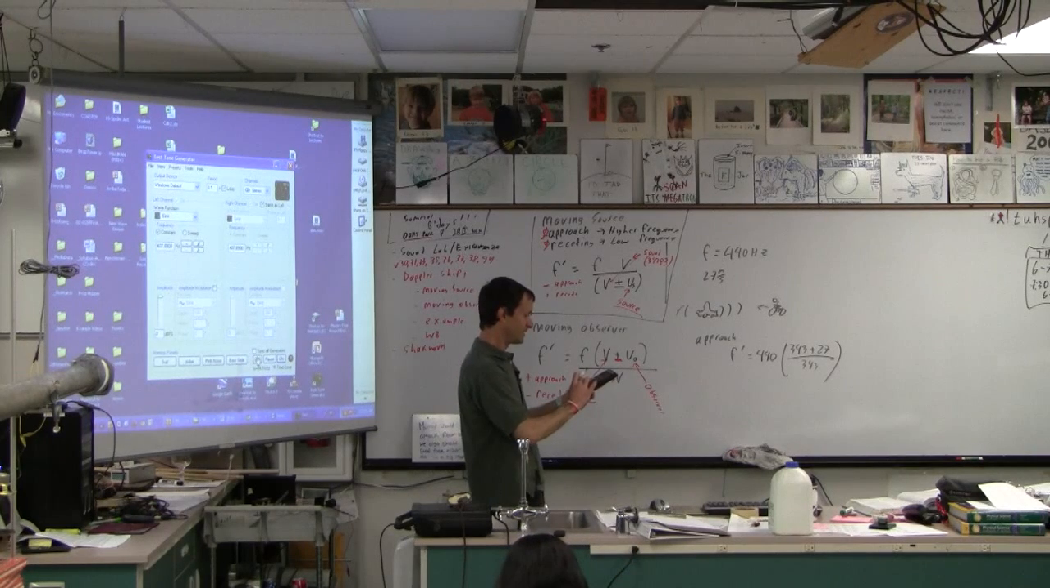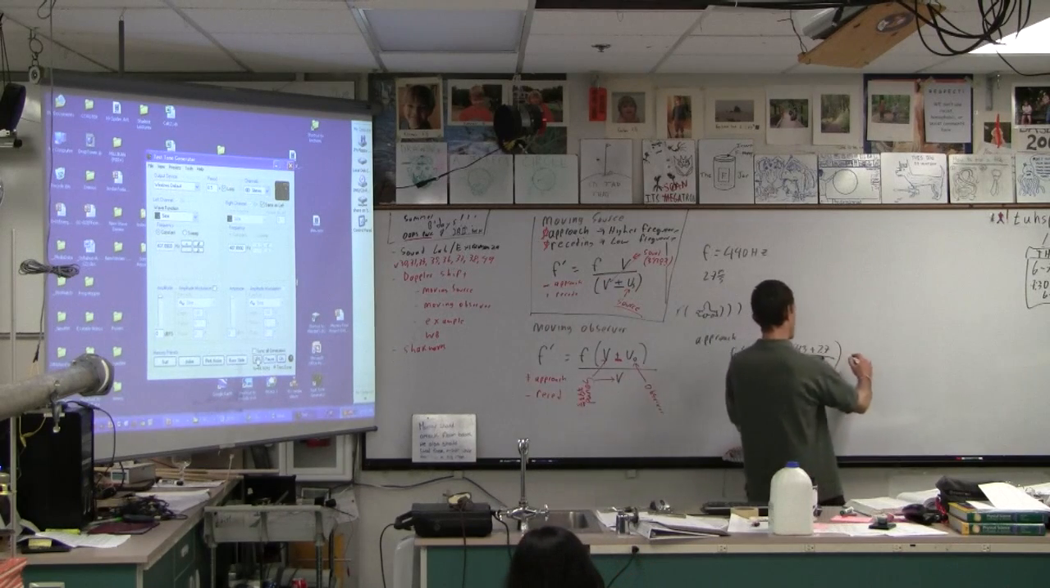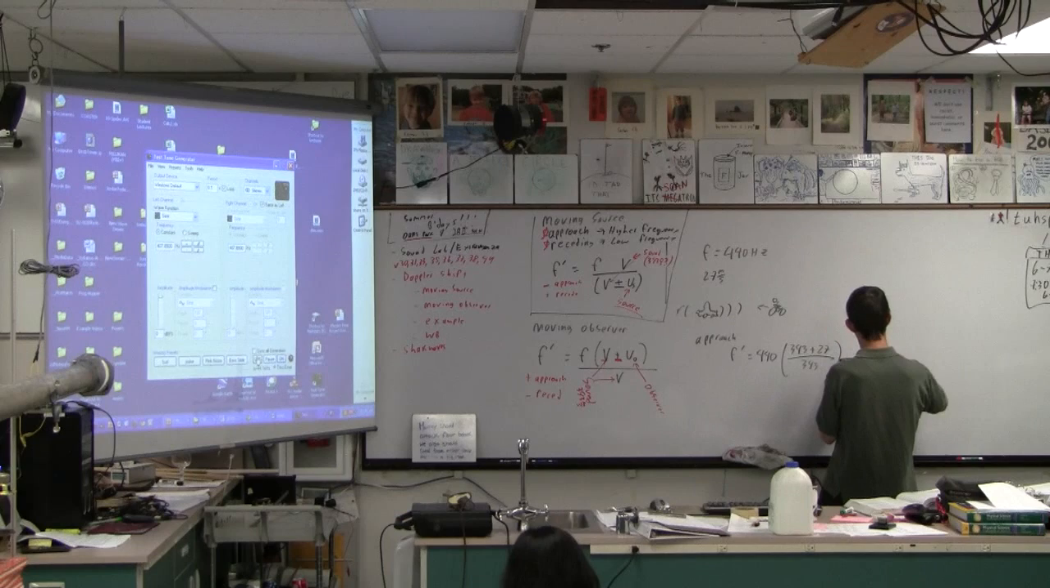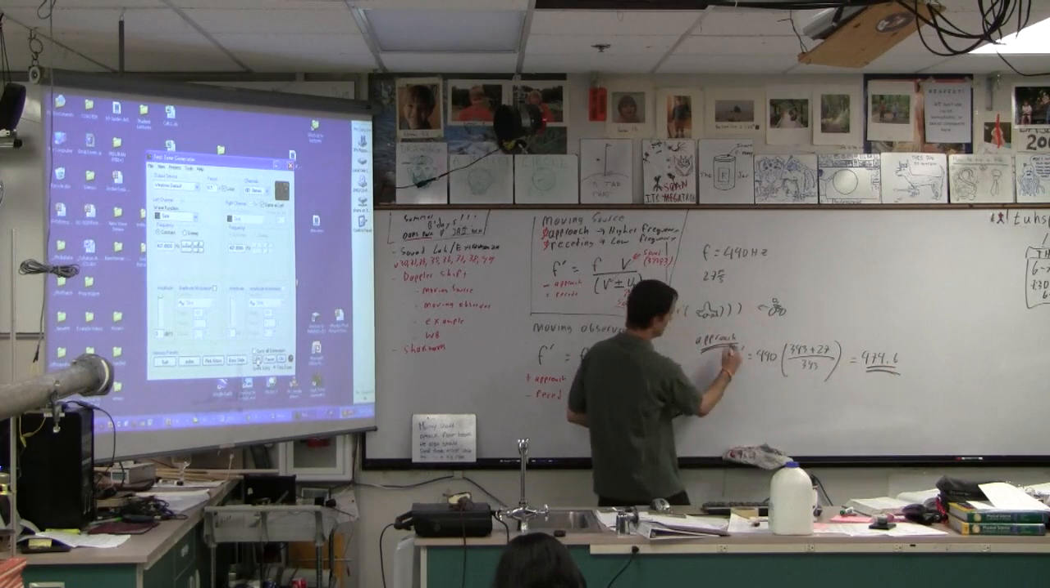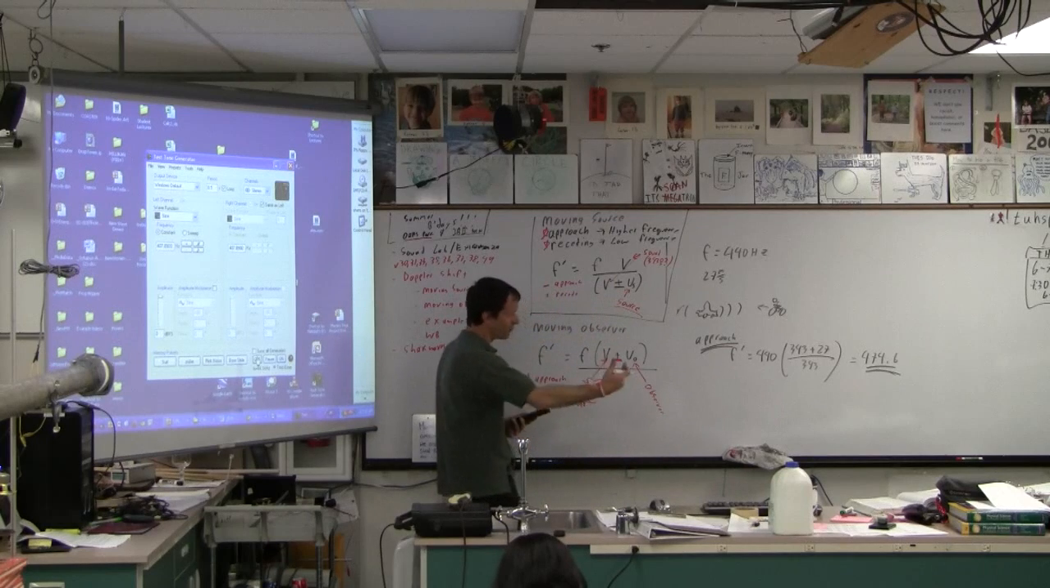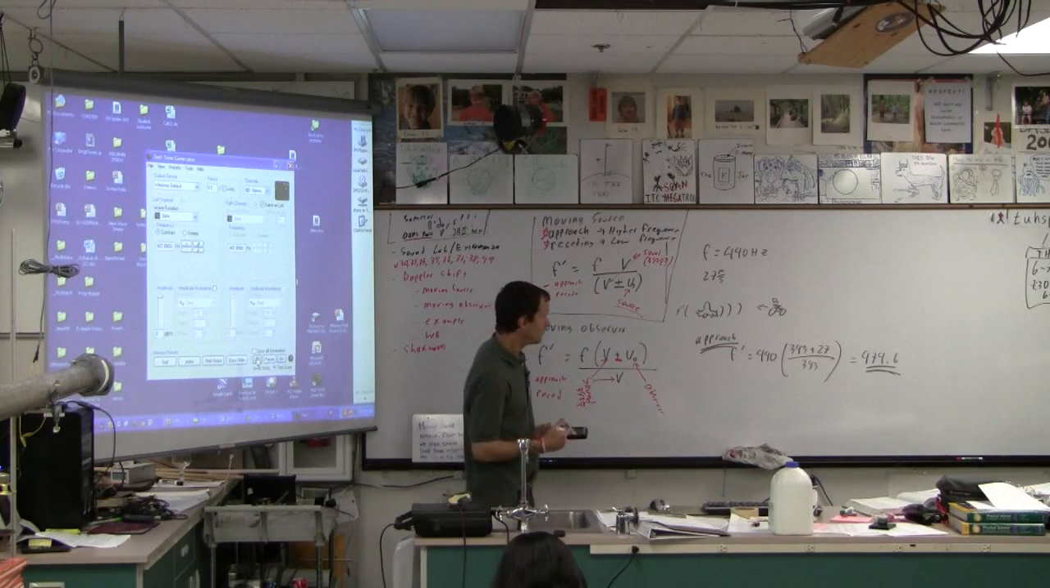I know, it's close though. 343 plus 27, divided by, that has to be in parentheses, divided by 343. 474. Remember the other one was 477? So again, this is a higher frequency because it's approaching, and when you're approaching it, it's always higher, right? But it's not the same number.